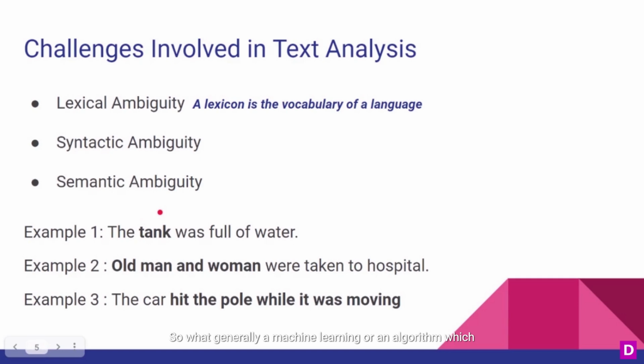What generally a machine learning algorithm which deals with NLP will do is break the sentence into individual words. When it comes to classifying an individual word into a certain category, it will be under ambiguity. It will be unsure whether to classify it as a water tank or a military tank. So this is the first kind of ambiguity that a machine learning or natural language algorithm will encounter. So this is about lexical ambiguity.